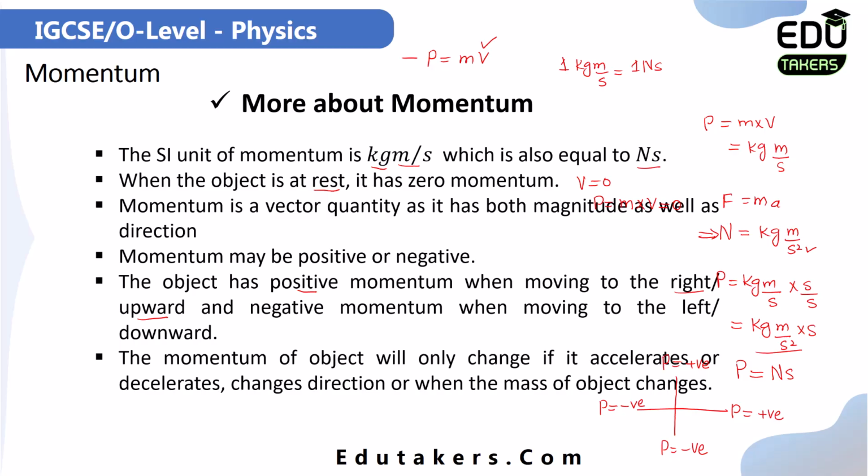According to this formula, I can simply say that the momentum of the object changes when either the mass of the object changes, or the object accelerates or decelerates, or when the direction of the velocity changes. In all of these cases, the momentum of the object changes. It is given here: the momentum of the object will only change if it accelerates or decelerates, changes direction, or when the mass of the object changes.